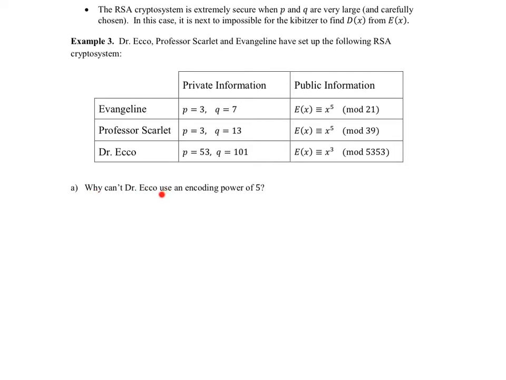So as a very first question to start us off, let's try to think about why Dr. Echo can't use the encoding power of 5. Evangeline and Professor Scarlett used 5. Dr. Echo cannot use 5. So try to explain why. Pause the video now and see if you can figure it out. I'll give you the answer in just a moment.